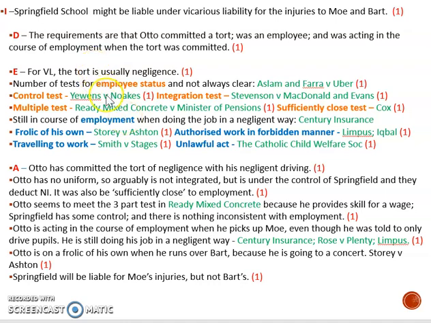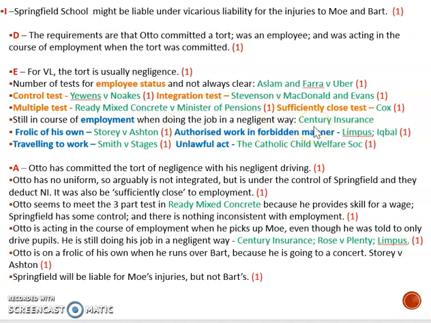And for these cases, for example, the multiple test, Ready Mixed Concrete, you must list what the three-part test is for employment from Ready Mixed Concrete. Mine's just bullet points, but you're going to explain this fully. So I've explained employee status. I would then explain what it means to be in the course of employment. So I'd talk about cases like Century Insurance.